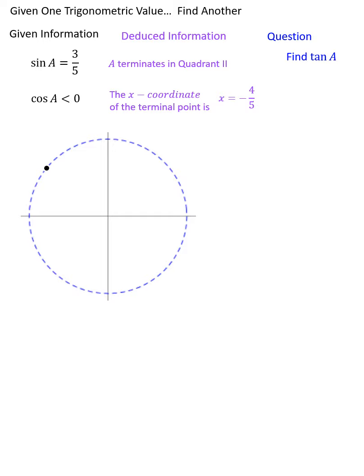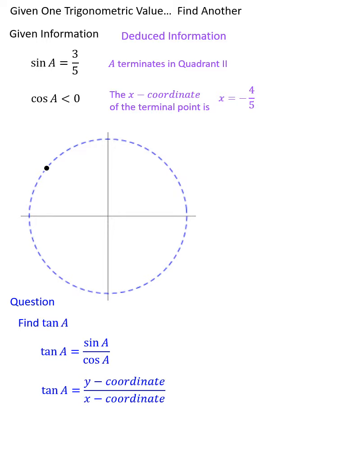Notice how I use the given information through a logical chain of reasoning to make the deductions in the middle, as you may see in purple. I think we've deduced enough information now to answer the question. The question is to find the tangent of A. Well, remember that the tangent is defined to be the sine divided by the cosine. That's equivalent to saying that it's the y-coordinate divided by the x-coordinate of the terminal point of A.